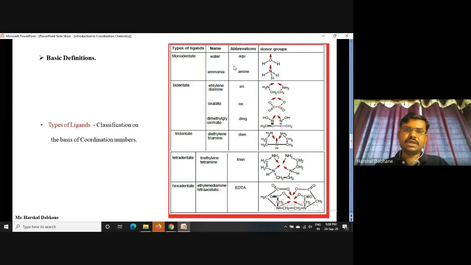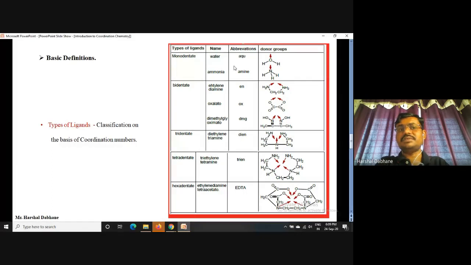Suppose we consider the basic example from our first slides, that is hexaamminenickel(II). Here six NH3 ligands surround the nickel, and that's why the coordination number of the nickel is 6. Have you got any idea about coordination number? Whatever the number of ligands attached to the metal, that number is called the coordination number.